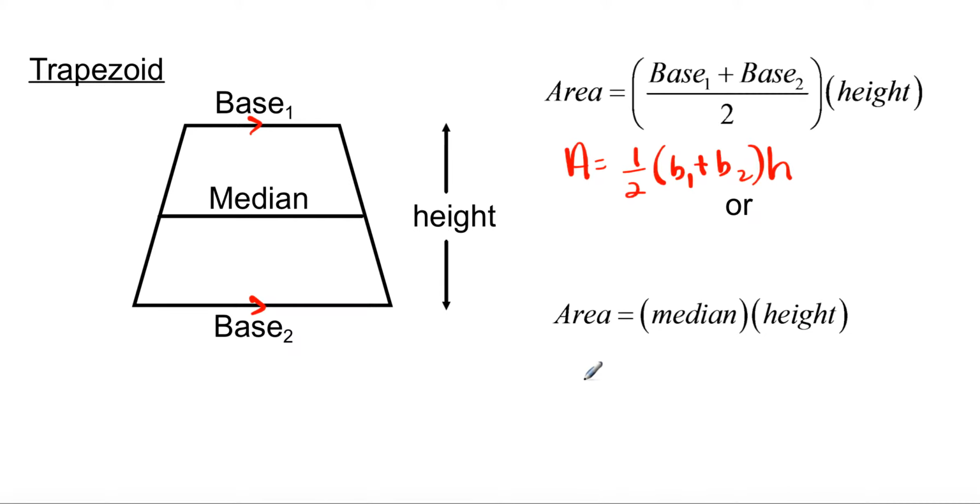Or you can just say area is equal to the median times the height, because the median is half the sum of the bases. I think this first one's probably the more common formula.